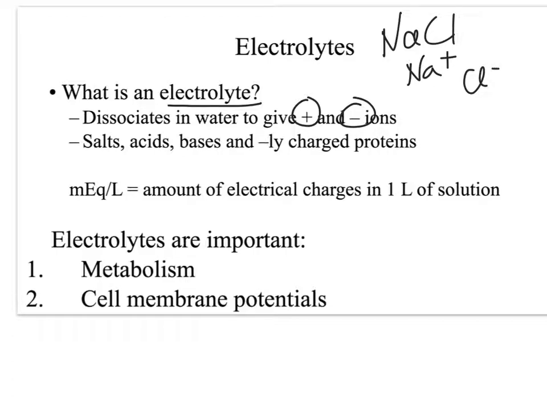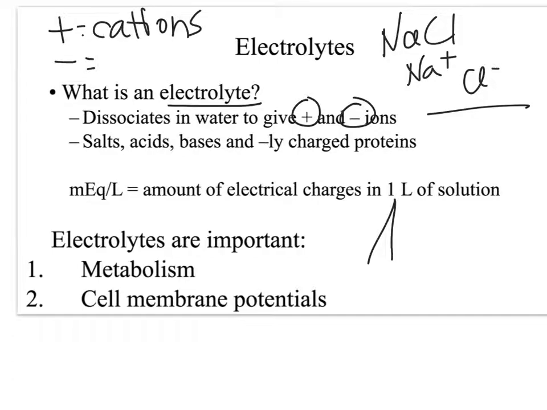I want you to remember cations are positively charged, right? Anions are negatively charged. So they're both types of ions.